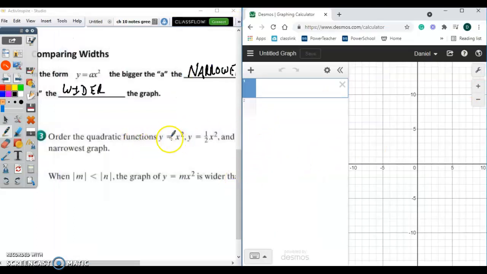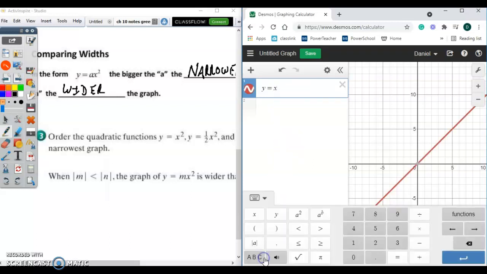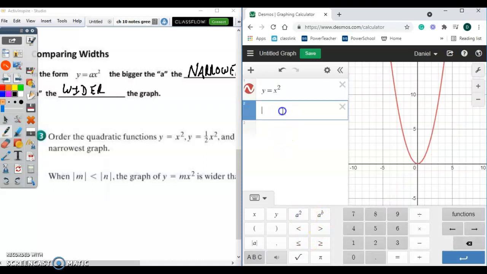I'm actually going to type in these graphs. Y equals x squared. So y equals x, and I'm going to put that square in there. Now I'm going to go to another line. I'm going to put y equals half x squared. So y equals, and I'll do 1 over 2 x squared. All right, so you can see right now, because it's smaller than 1, it's wider.